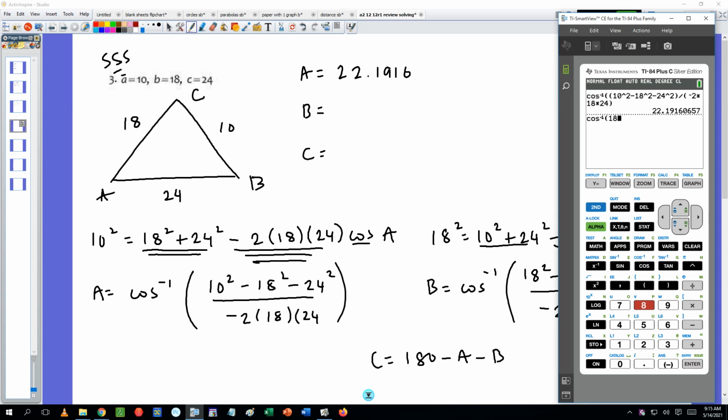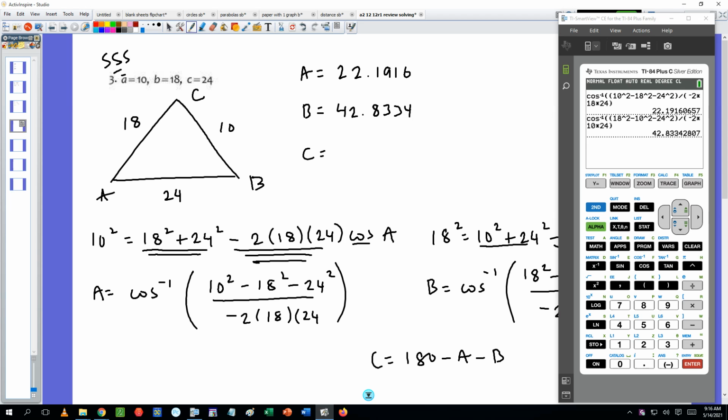Something similar for B, second cosine. That is an 18 squared. I didn't enter parentheses. Oops. Let me go back. Parenthesis, 18 squared minus 10 squared minus 24 squared, close parenthesis, divide by -2 times that 10 times that 24, and that is angle B, 8334.